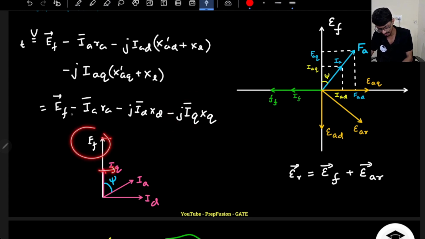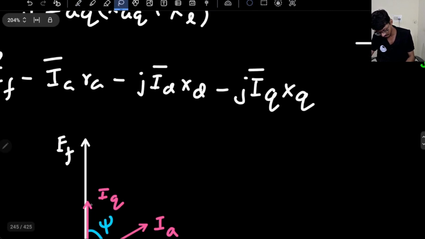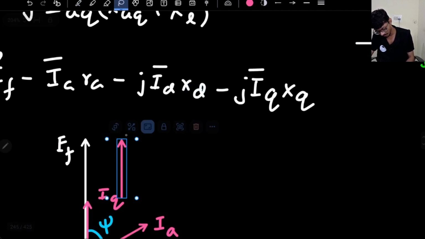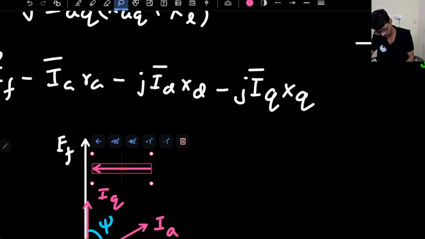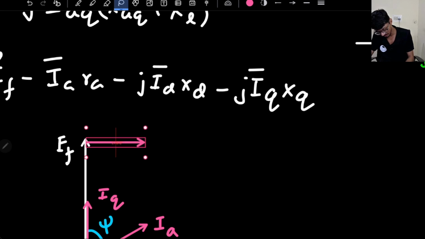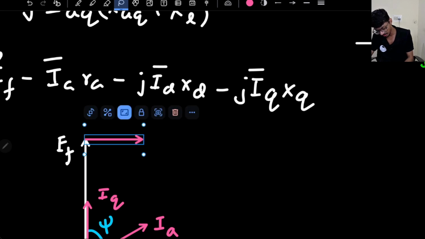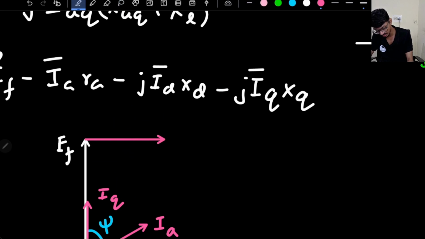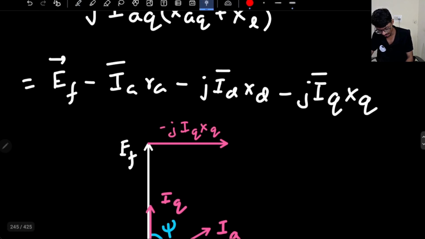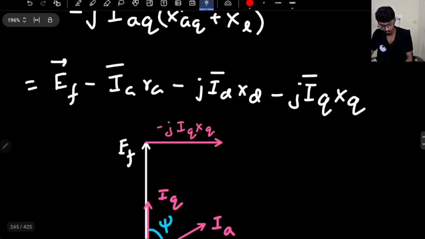Minus j means rotate in the clockwise direction, right? And then add with EF, right? So if I take this vector and rotate in the clockwise direction, so not minus 90, yeah, minus 90. Clockwise means minus 90, and I have to multiply a constant term, that is XQ. So that will give me this minus j into IQ XQ. Okay, and I have to add that vector with EF, right? So why I did not do it, I will explain just in a second.